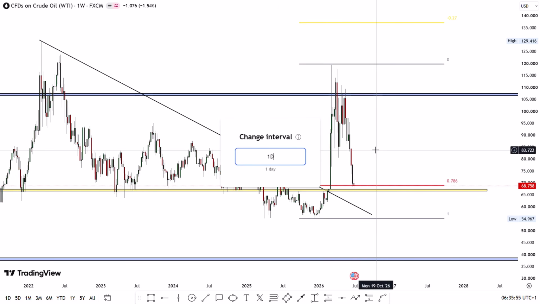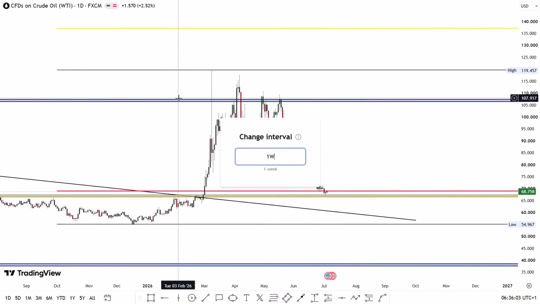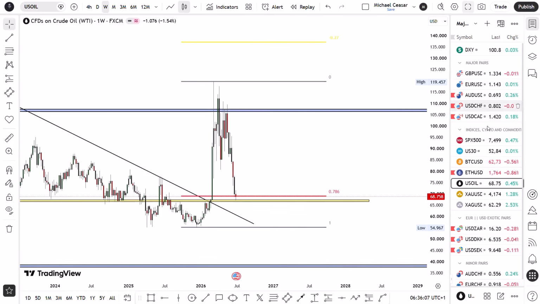So what I'll be doing is I'll be waiting. Let's go on a lower time frame to see. So I'll be waiting for maybe bullish reactions. If I see bullish reactions, I might decide to take a buy trade. So that's that on US oil.